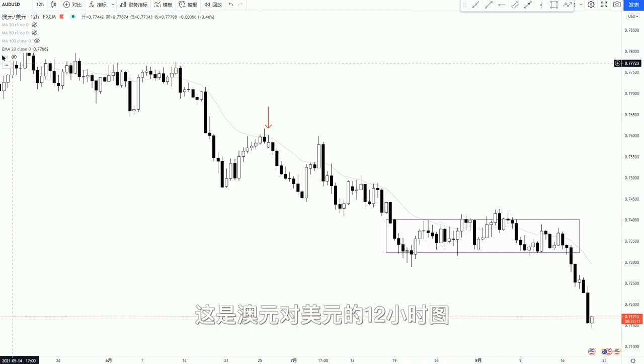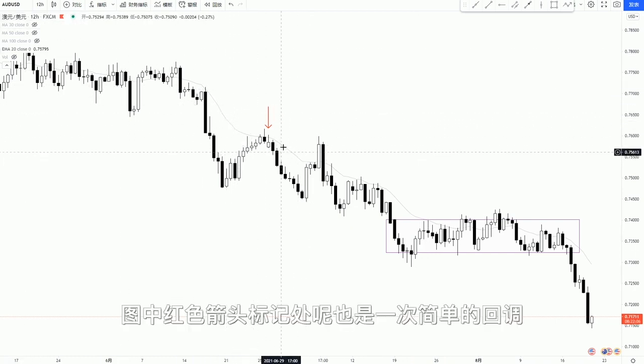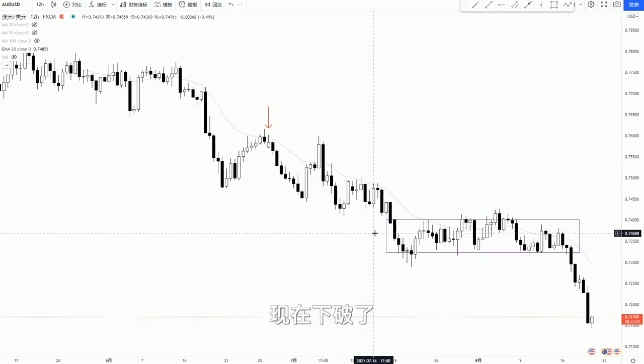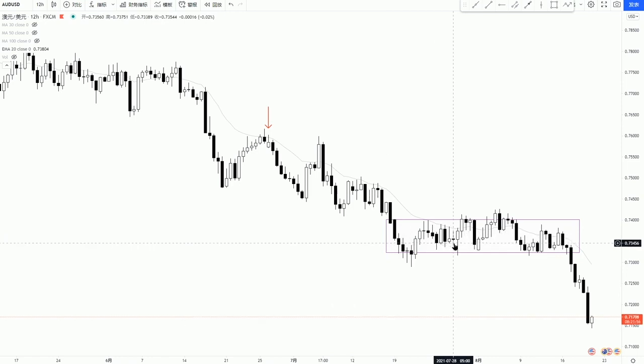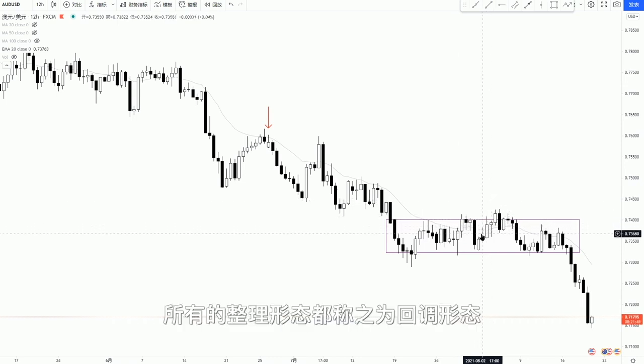Let's look at an example of a complex pullback, and this is the 12-hour chart of the Australian dollar versus the US dollar, where the red arrow is also a simple pullback and the box that's marked with a rectangle, it's now broken, and that box is a complex pullback. Some friends might ask why you call it a correction when there is no upward correction.